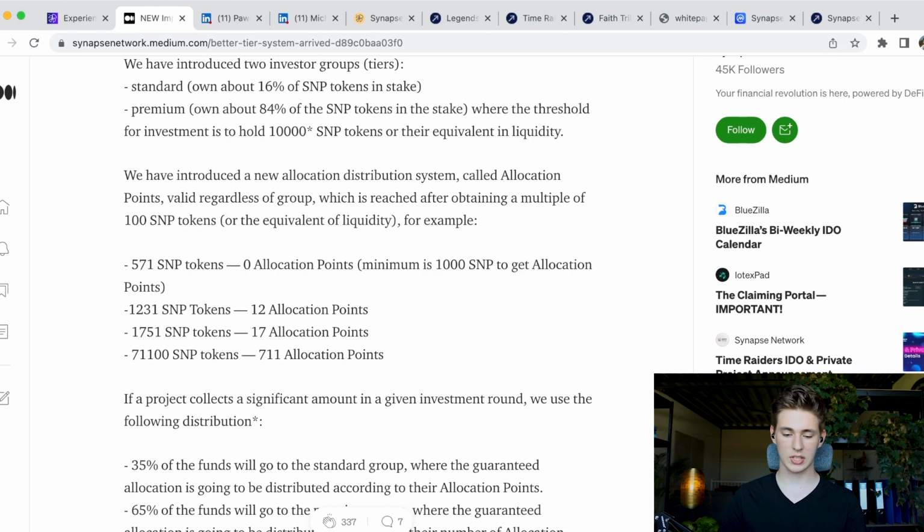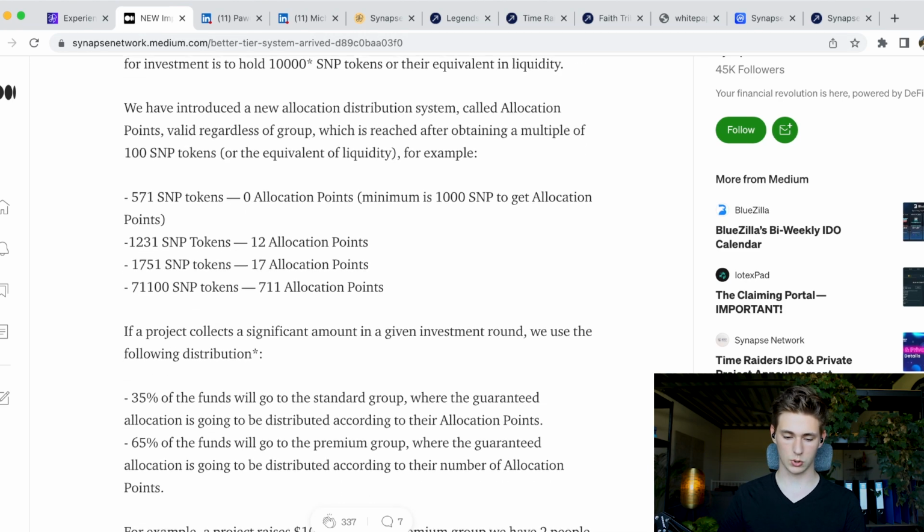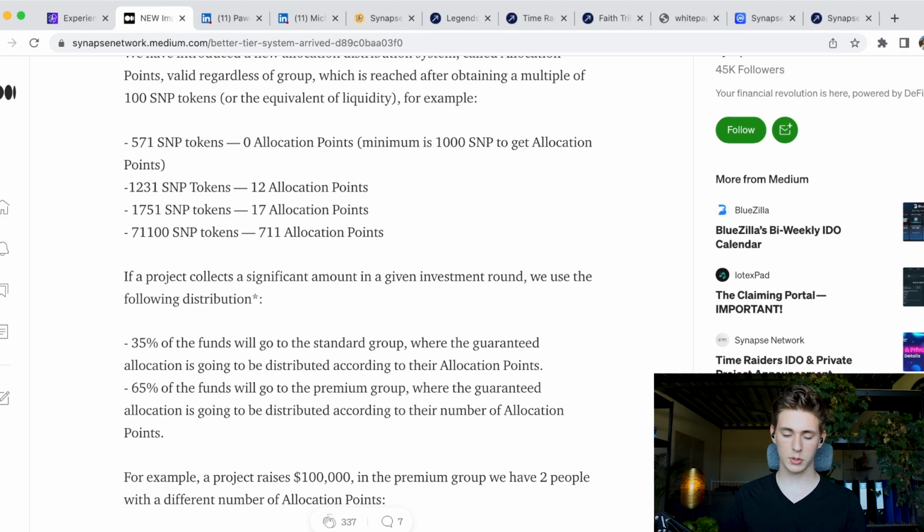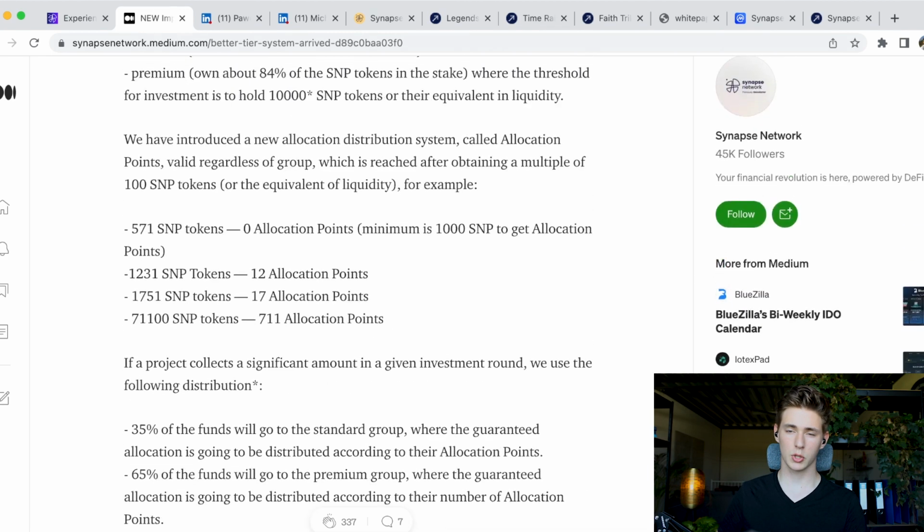If a project collects a significant amount of a given investment round, we use the following distributions. 35% of the funds will go to the standard group, where guaranteed allocation is going to be distributed according to the allocation points. And 65% of the funds will go to the premium group. So depending on both what group you are in and how many allocation points you have, will be determined per project what your allocation is going to be in the project.